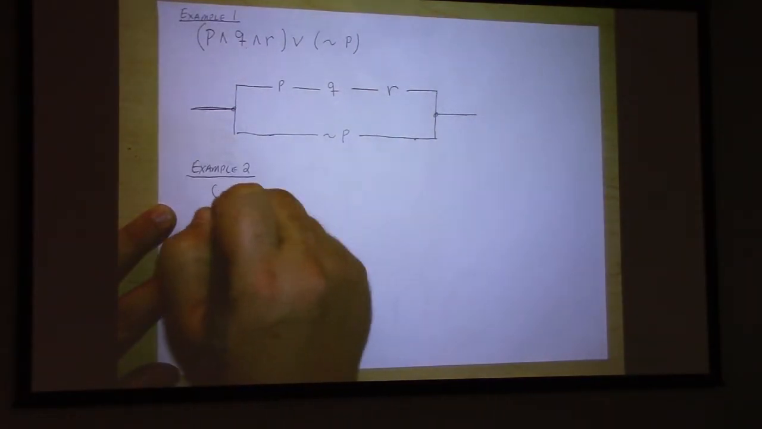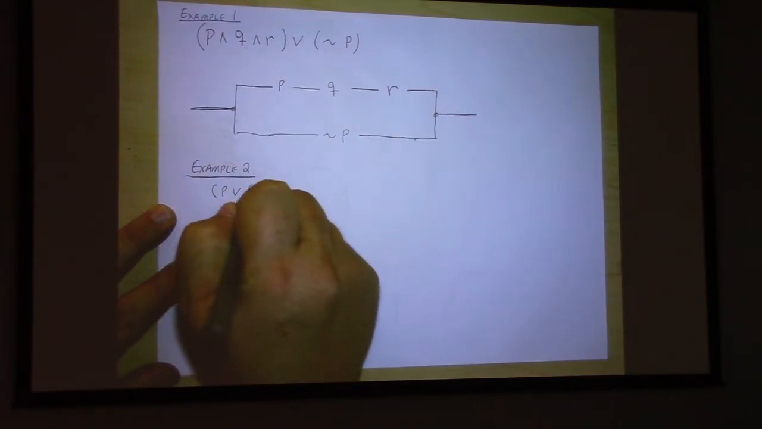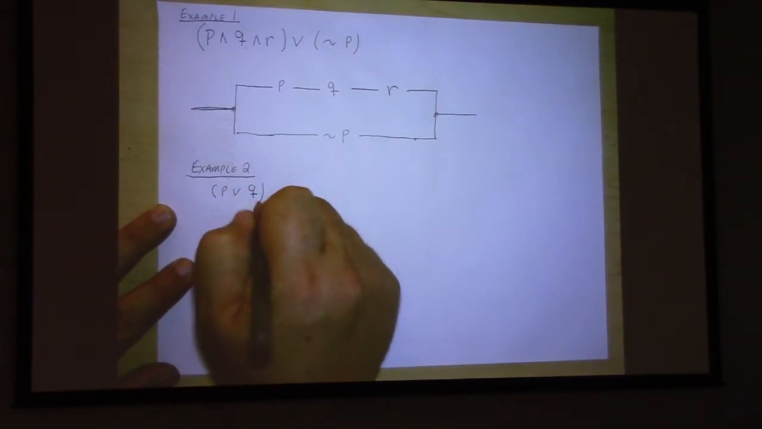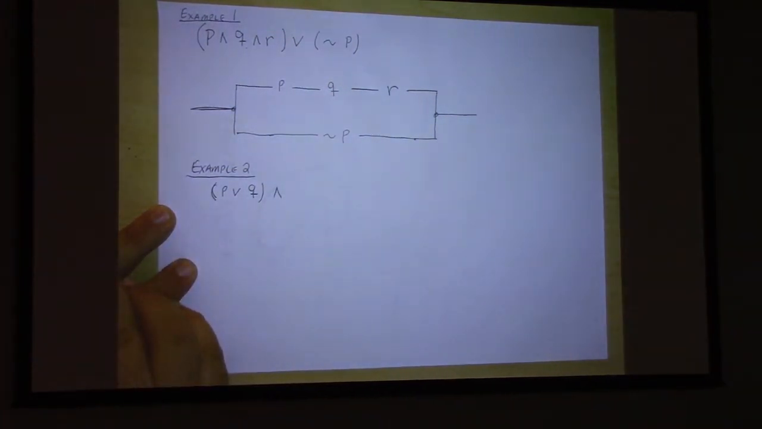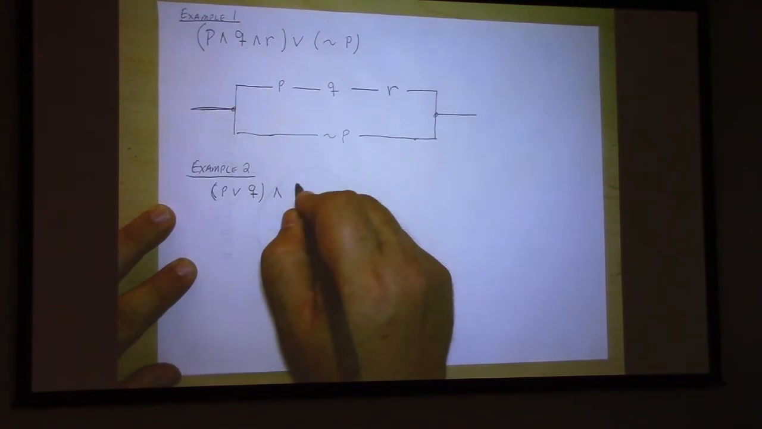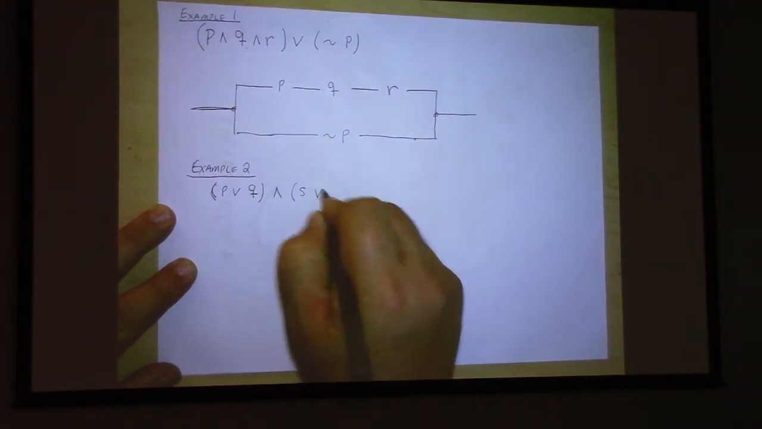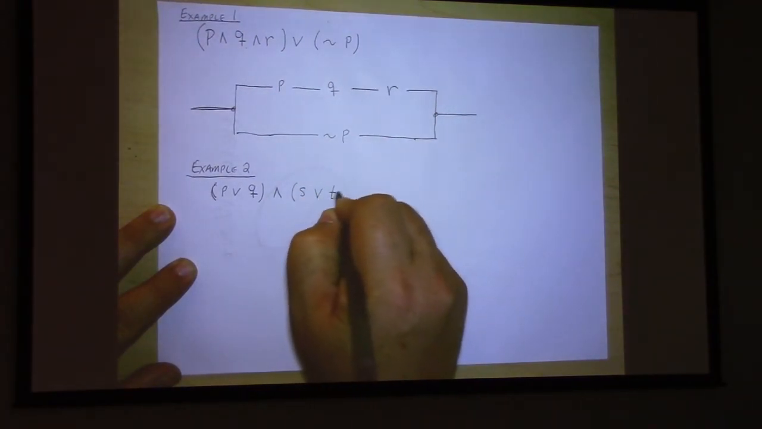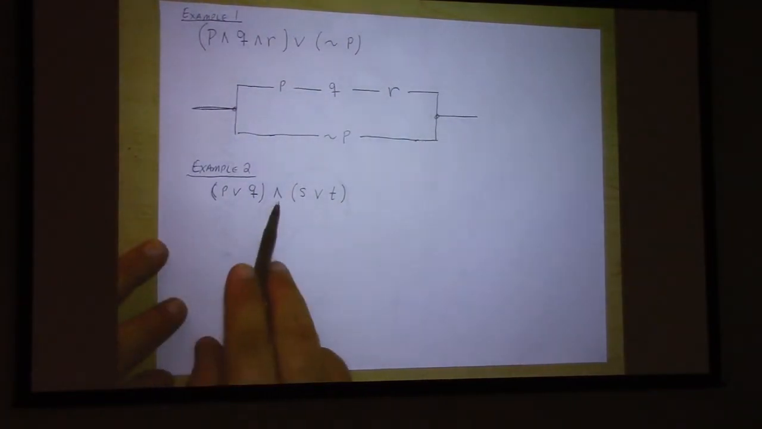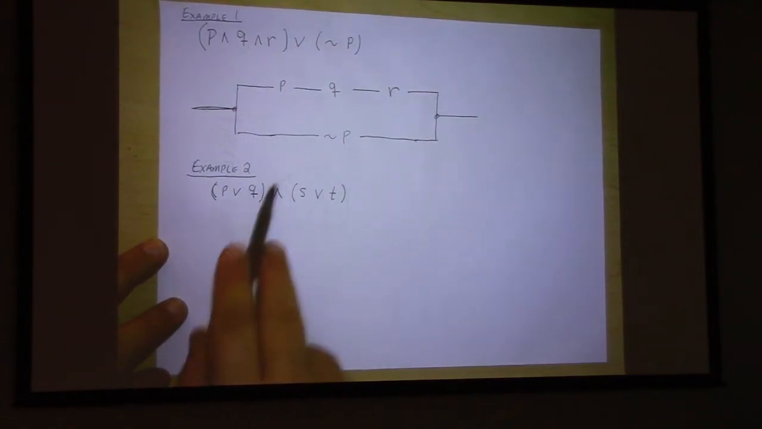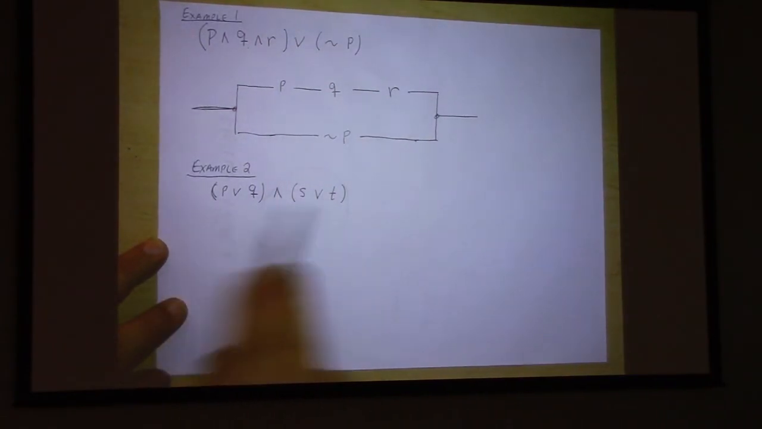But anyway, I'm going to write it up here anyway. So P or Q, right? And S or T. So how do we get or? We do parallel. So look at this. The big idea here is that we're doing two things anded together, right?